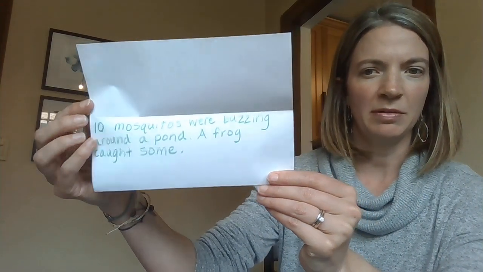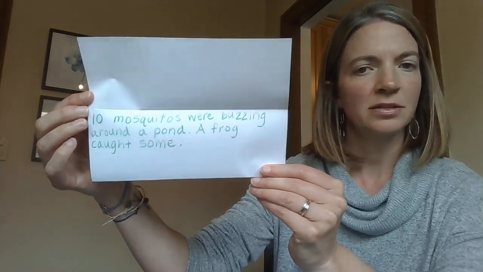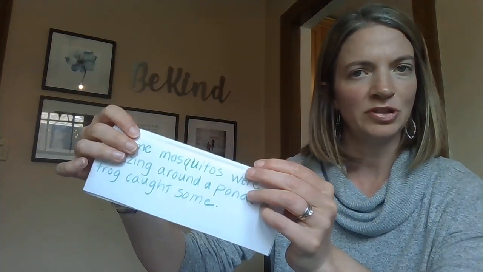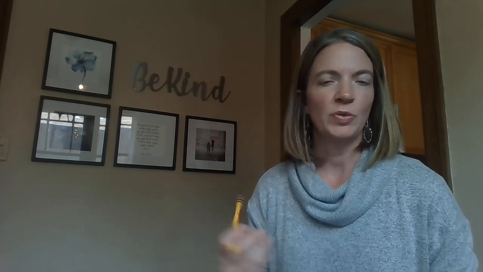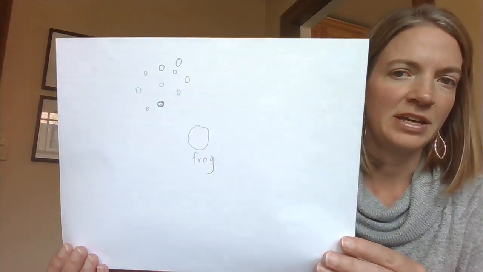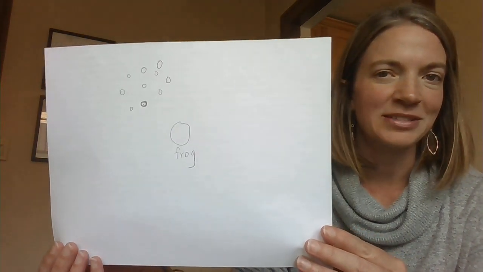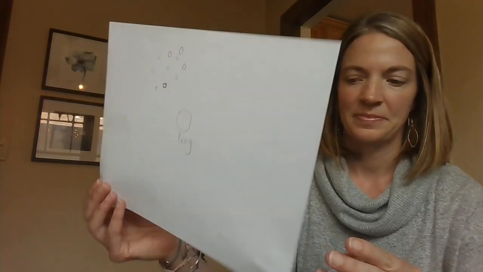So the next part of the problem says 10 mosquitoes were buzzing around a pond. A frog caught some. So now you might need to adjust your drawing. Take a second. What changed? What new information do you have? And how can you use that to adjust your drawing? So I now have 10 mosquitoes buzzing around a pond and a frog who caught some. Let's see what happens next.